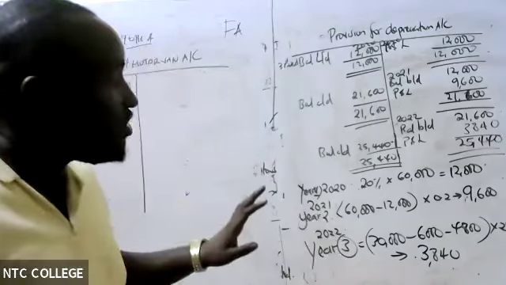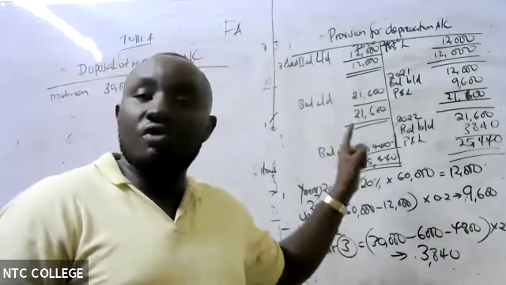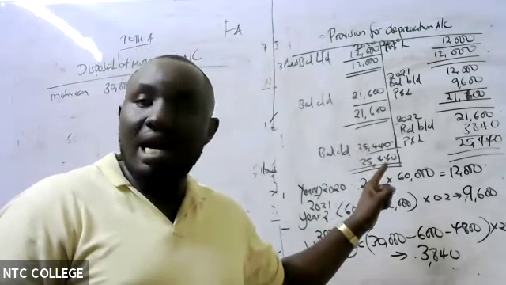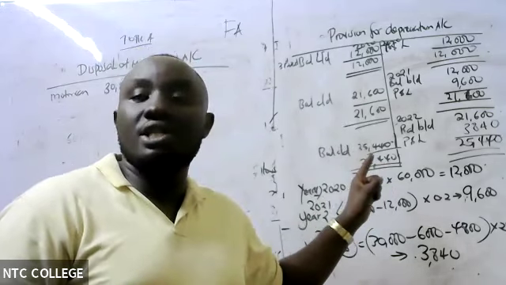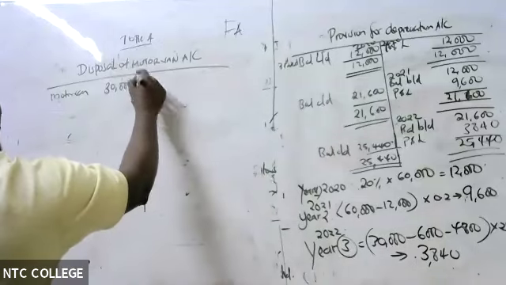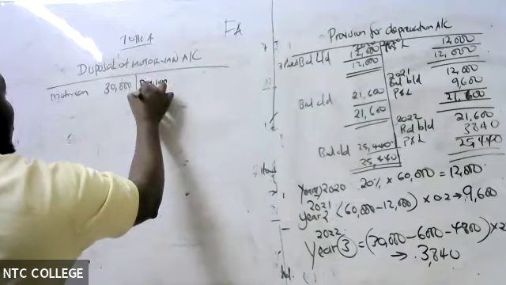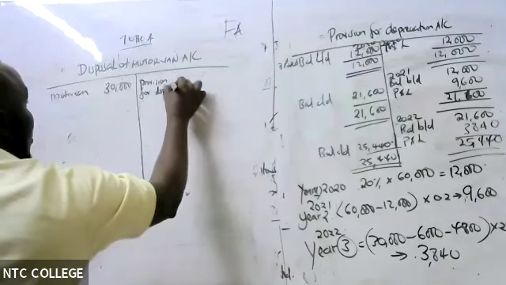So I'm saying at the time of disposal again, we debit provision for depreciation account, and then we credit the disposal of asset account. So tunakwenda kwa disposal account that we should make there. We say provision for depreciation.